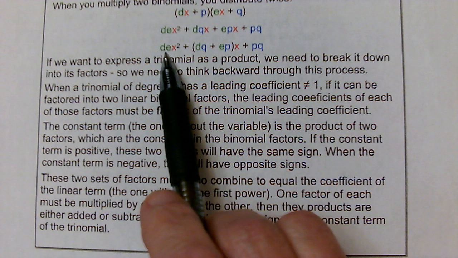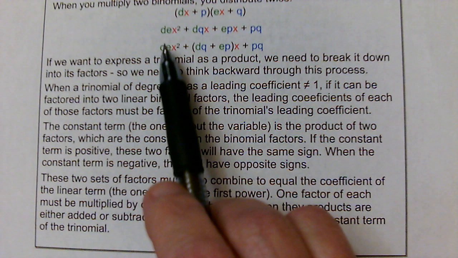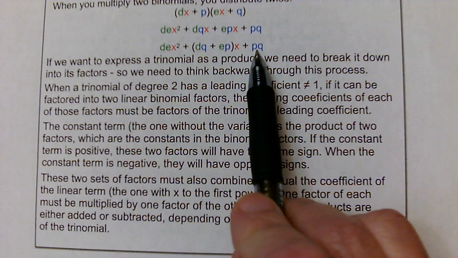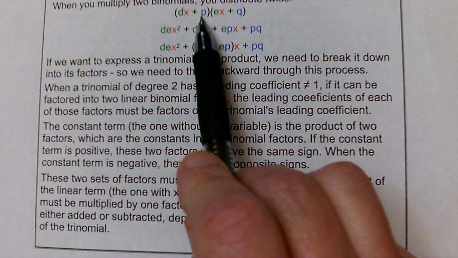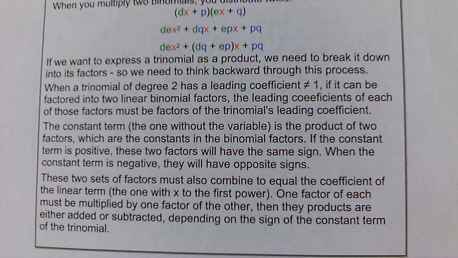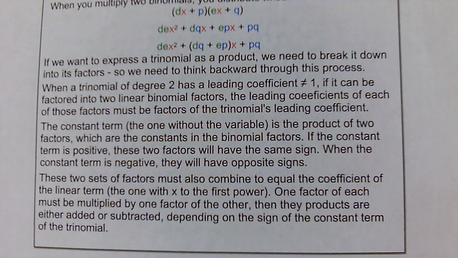So the first coefficient is the product of the numbers in front of the x's. The last coefficient is the product of the numbers at the ends of the 2 parentheses. So just like we had to look for factors the first time, we have to look for factors this time, but this time we're looking for factors of 2 different numbers.